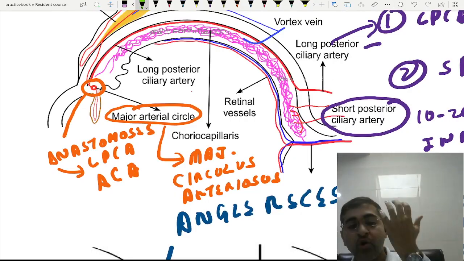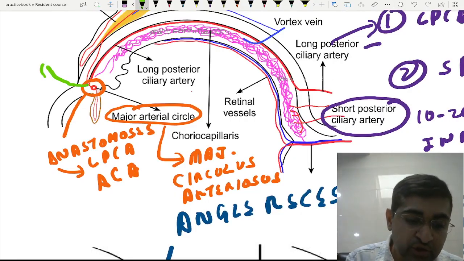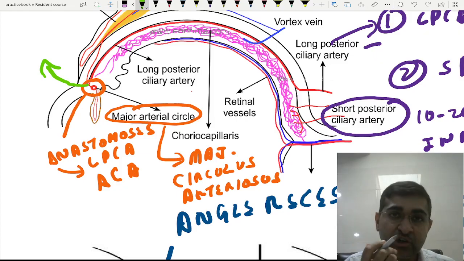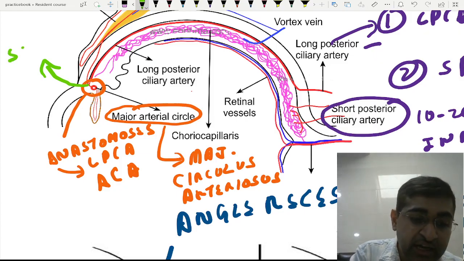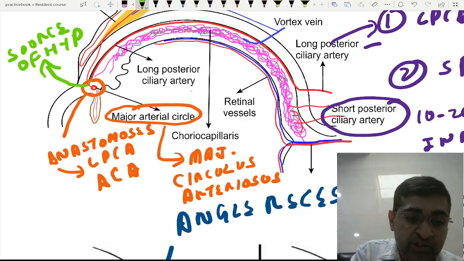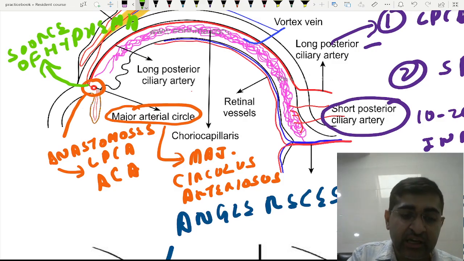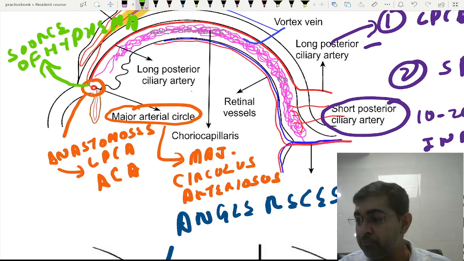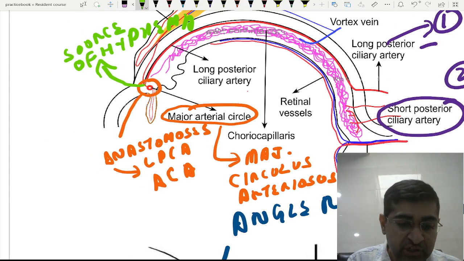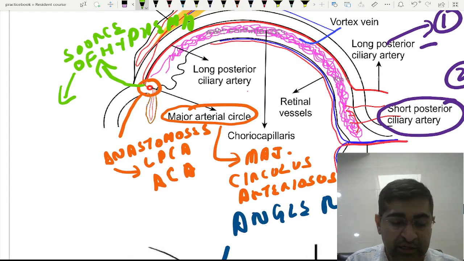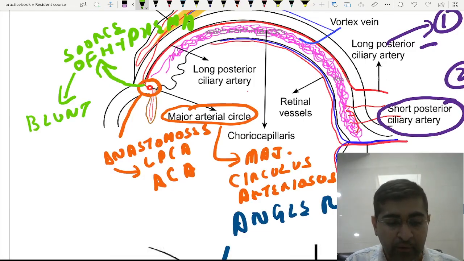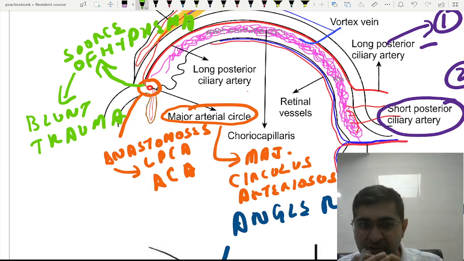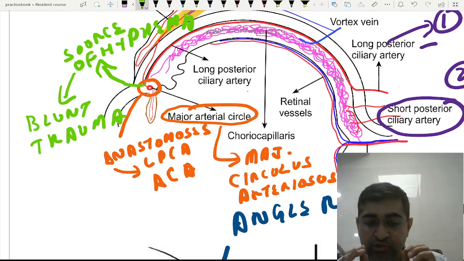In case of blunt trauma to the eye, the source of hyphema is the major circulus arteriosus. So you will write, this is the source of hyphema. What is hyphema? It is blood in the anterior chamber. So if there is hyphema after blunt trauma, high chances it is due to damage to the major circulus arteriosus.